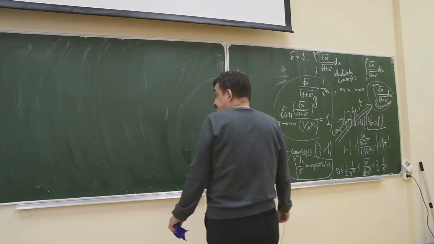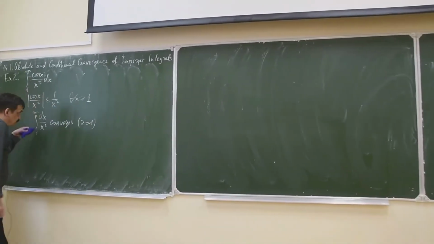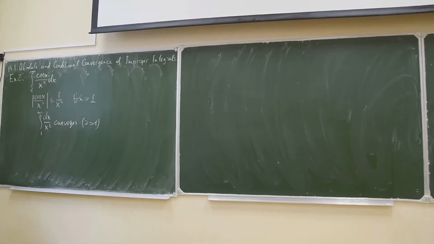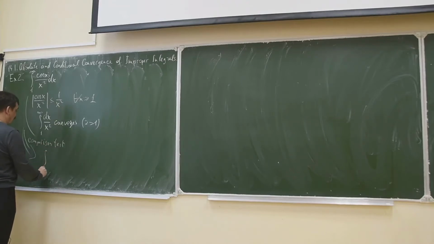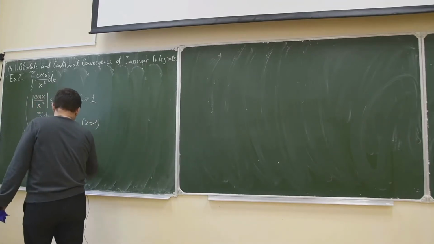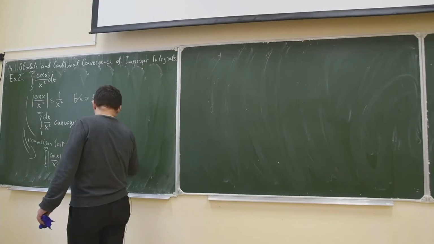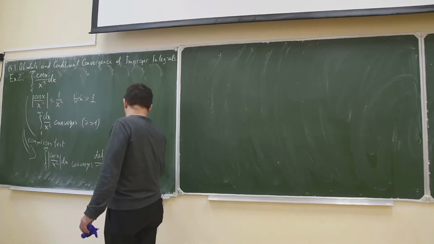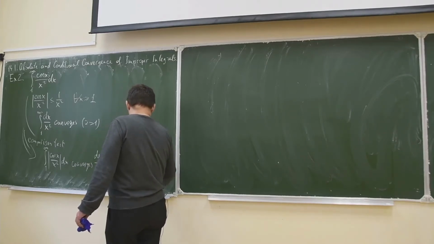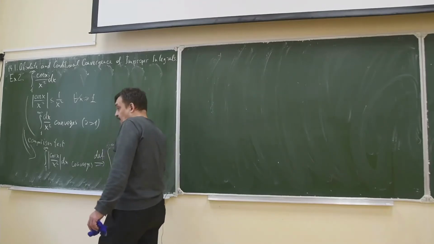Okay. But here we don't even need to change the lower limit. So we go from 1 to infinity, right? It converges. Then the comparison test says the integral from 1 to infinity of the modulus of cosine x over x squared dx converges, and by definition it means that the integral from 1 to infinity of cosine x over x squared dx is absolutely convergent.